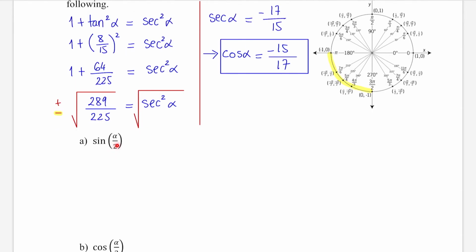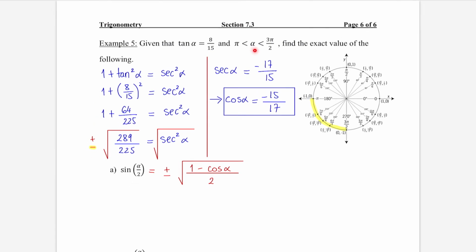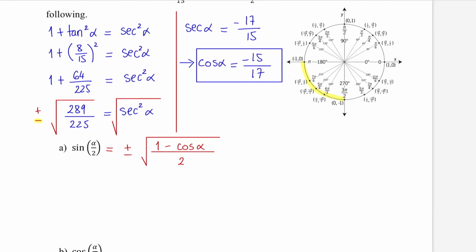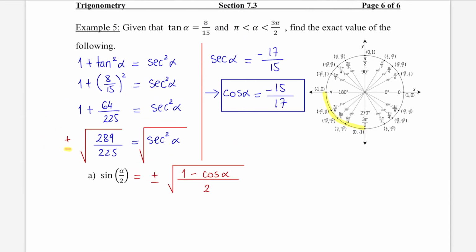A. Sine of alpha over 2. I am going to use the half angle formula for sine, which is plus or minus square root of 1 minus cosine alpha over 2. Should it be plus or minus? It depends on which quadrant the angle alpha half is in. I know my angle alpha is in the third quadrant, but I have no idea about alpha half. So I need to figure that out.